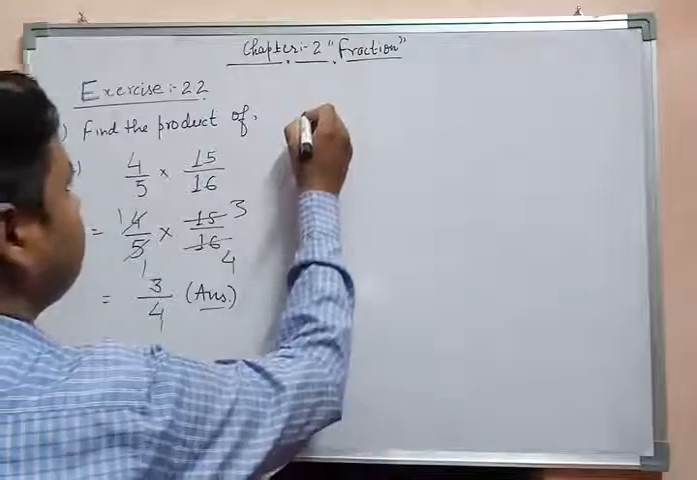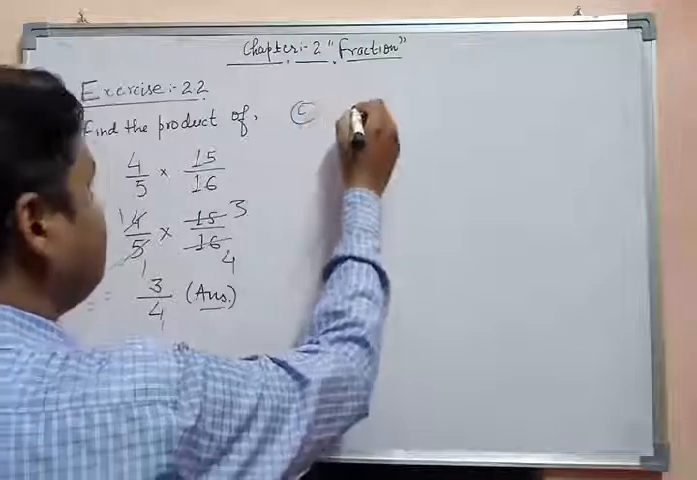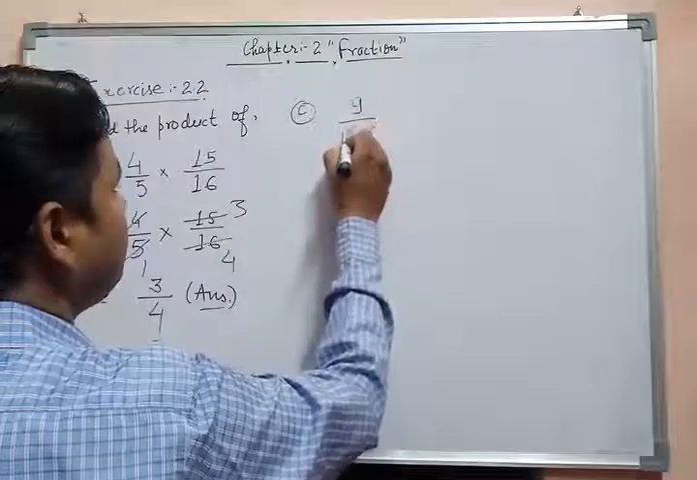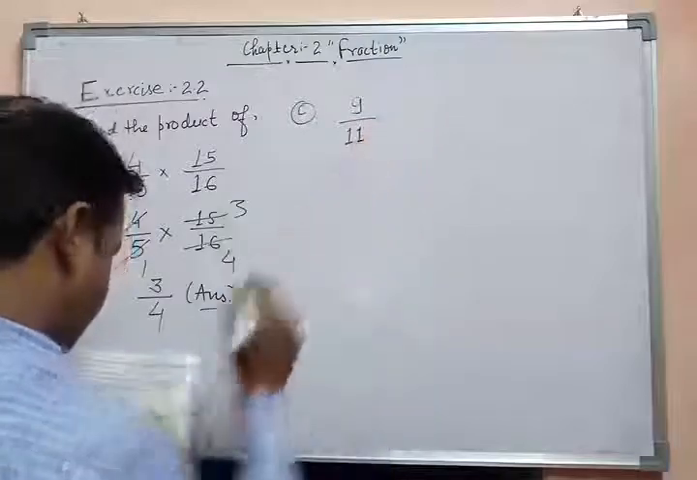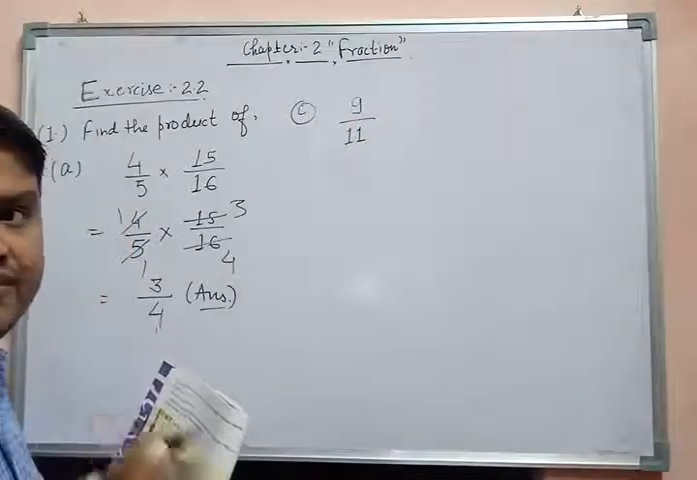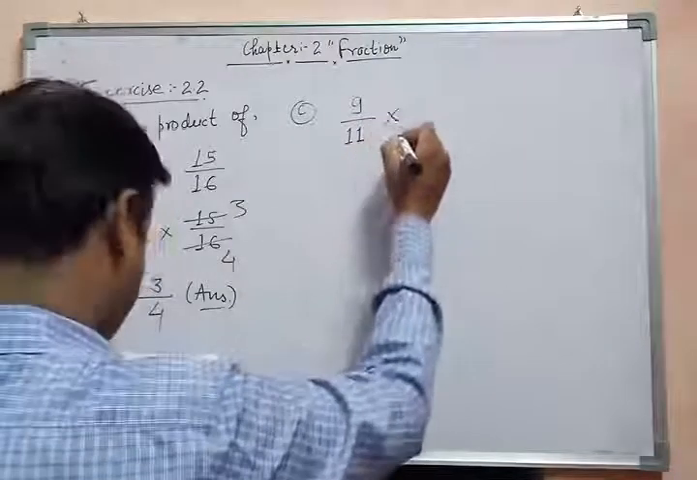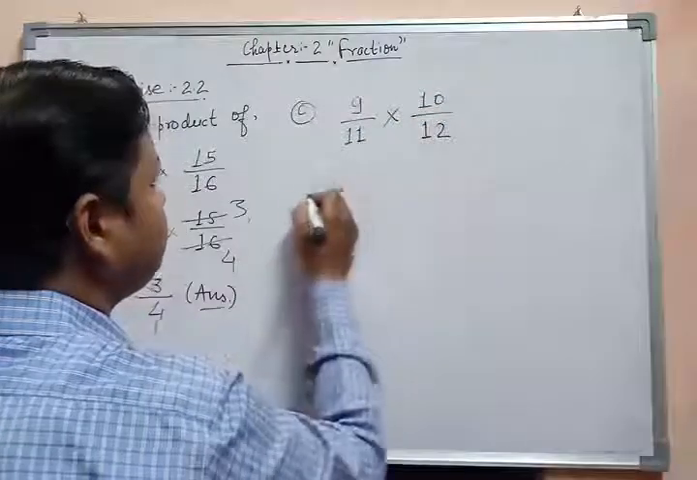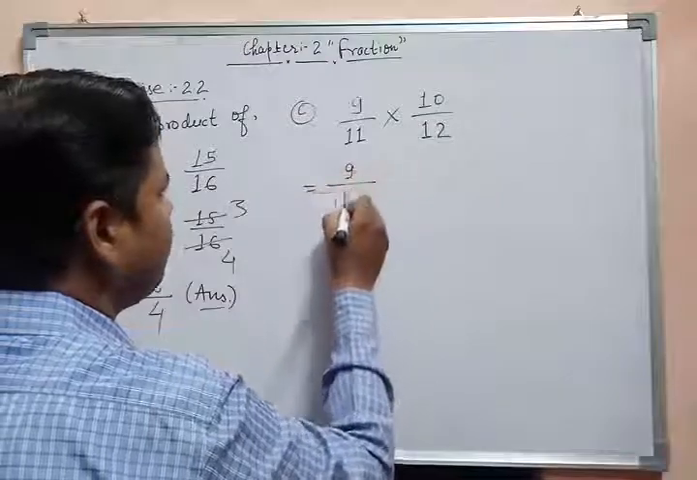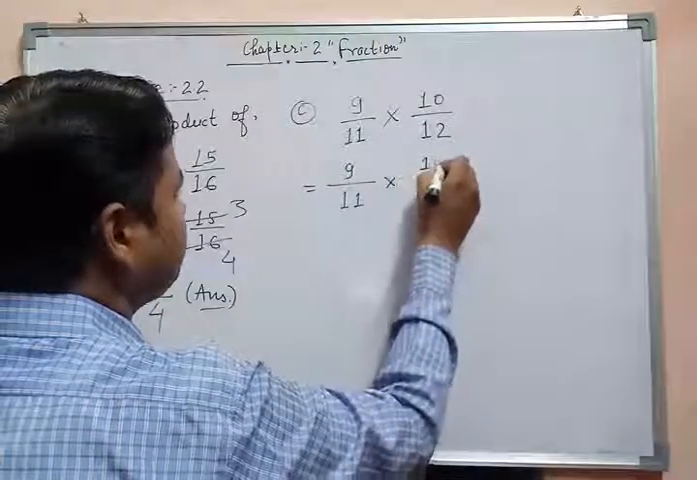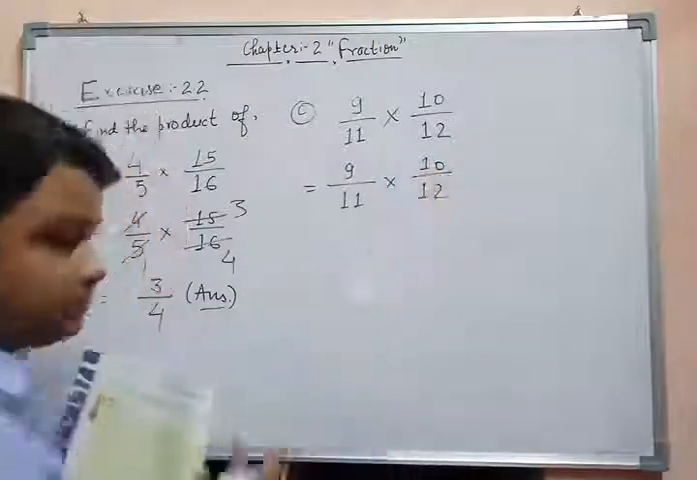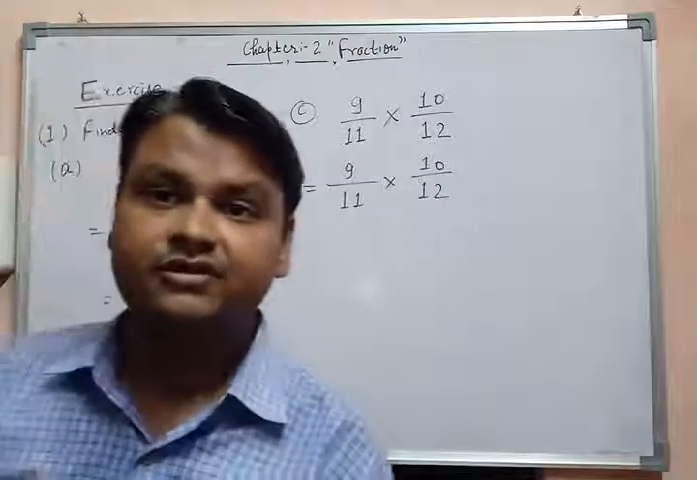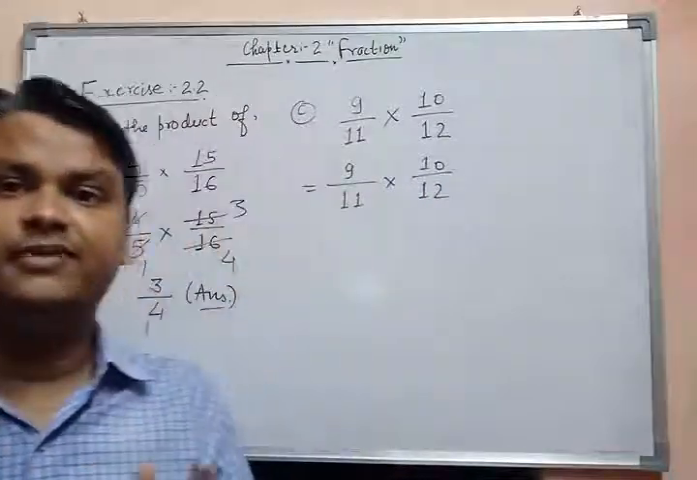Question number C. 9/11, and you have to remove the "and" by the operator, this 10/12. So students, again you have to write it this way, 10/12. First of all, you have to check whether any numerator is cancelled by a denominator.